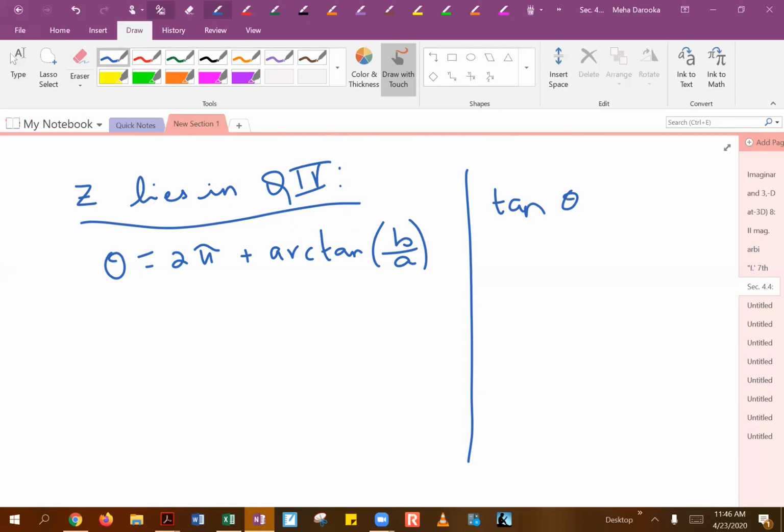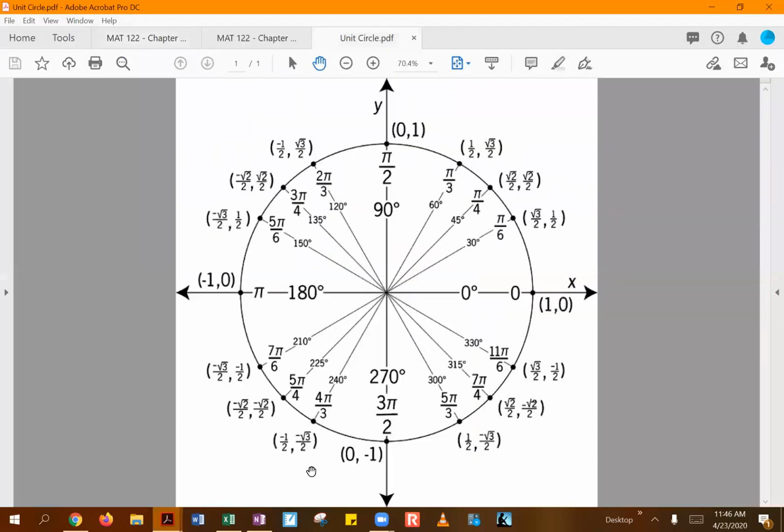Here we go. Tangent of theta is b over a. So our b, of course, is negative 4 square root of 3. A value is 4. So the positive 4 and the 4 from the numerator will cancel each other out, leaving us behind with negative square root of 3. Now, where is tangent value going to be negative square root of 3 at?